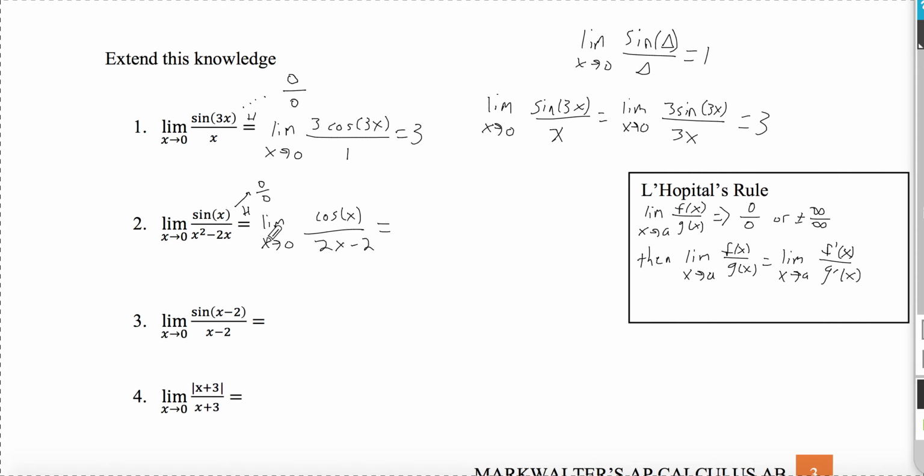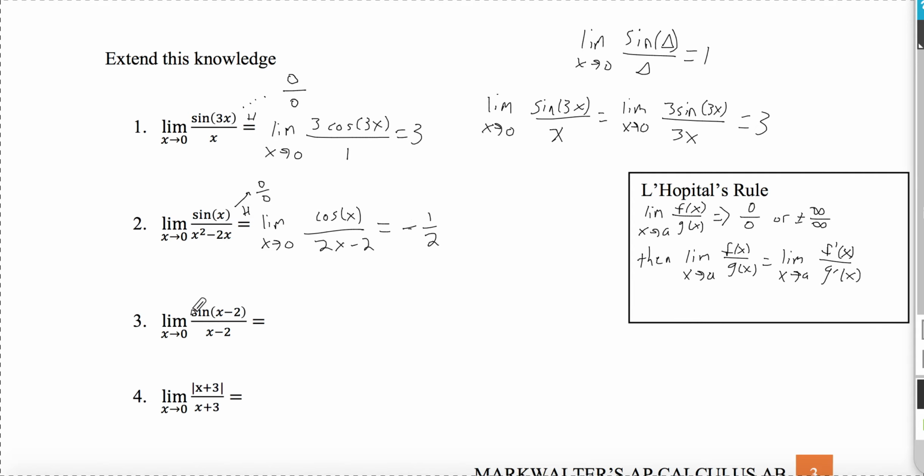When I plug in 0, I get 1 over negative 2, so I get negative half. All right. Another thing you could have done here is factor out an x and realize, oh, we have a sine of x over x, so that will go to 1, and then I'll have a 1 over x minus 2, which will give me the same thing.